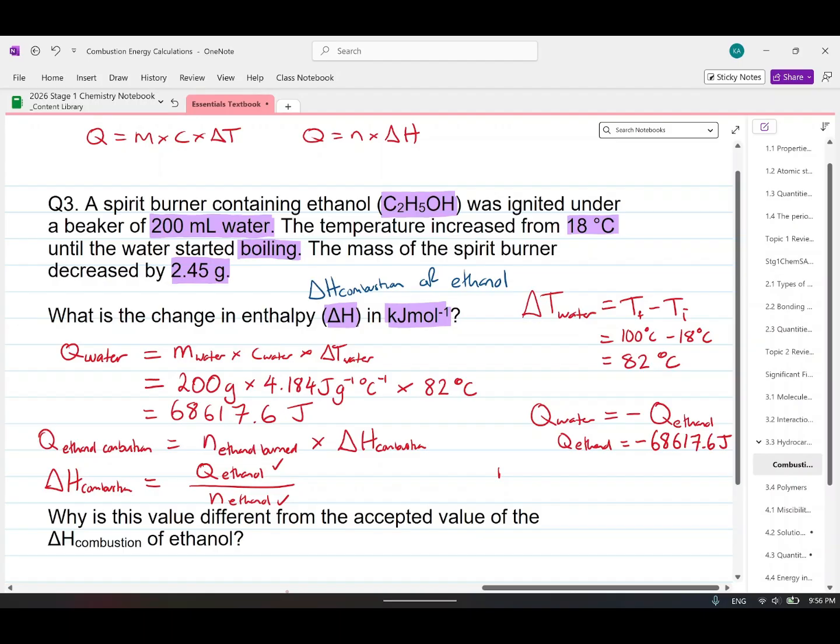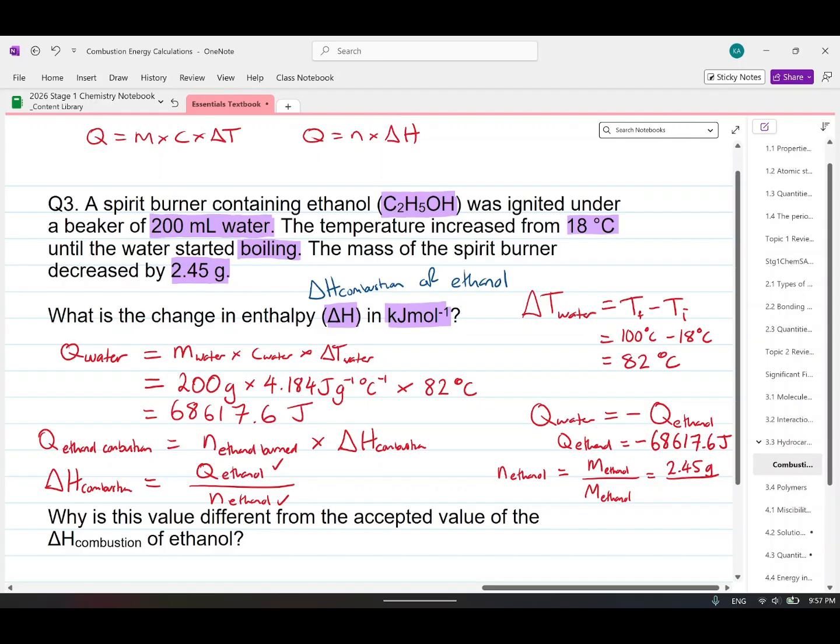So N of ethanol is going to be equal to the equation that we've seen before from chapter 1.3 and 2.3, and that is the mass of ethanol divided by the molar mass of ethanol. And we know the mass of ethanol that's been burnt. That is 2.45 grams.